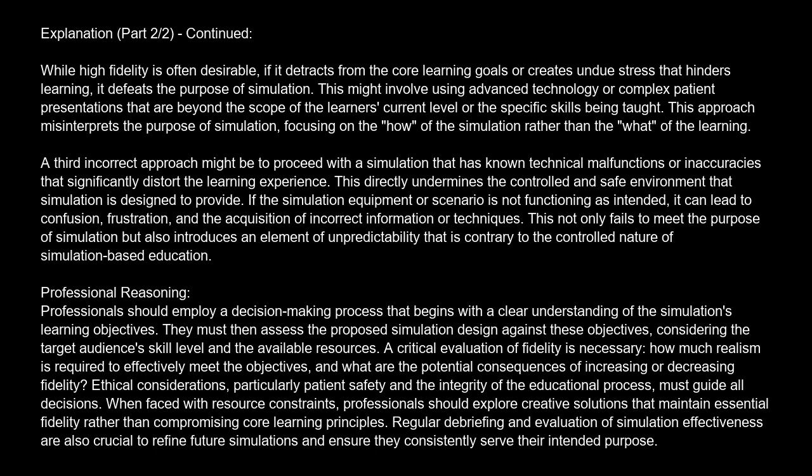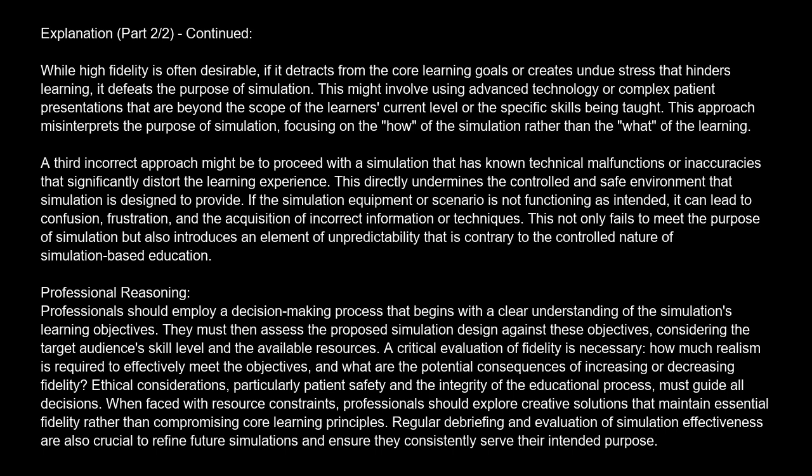A third incorrect approach might be to proceed with a simulation that has known technical malfunctions or inaccuracies that significantly distort the learning experience. This directly undermines the controlled and safe environment that simulation is designed to provide. If the simulation equipment or scenario is not functioning as intended, it can lead to confusion, frustration, and the acquisition of incorrect information or techniques. This not only fails to meet the purpose of simulation, but also introduces an element of unpredictability that is contrary to the controlled nature of simulation-based education.